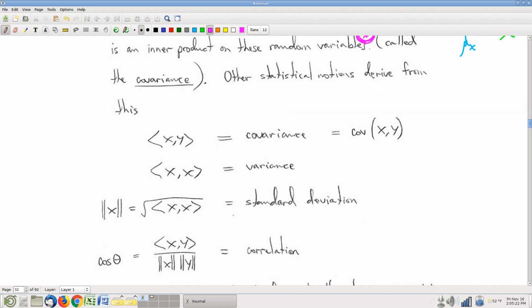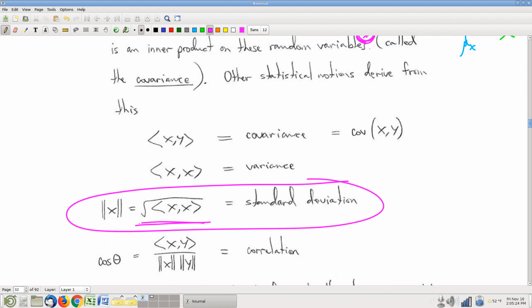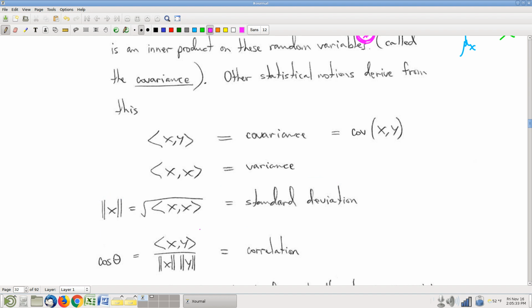Notice, though, that standard deviation, being as it is the square root of an inner product of a vector with itself, I can interpret as a norm. And correlation, being as it is defined by this formula, is a cosine of an angle.